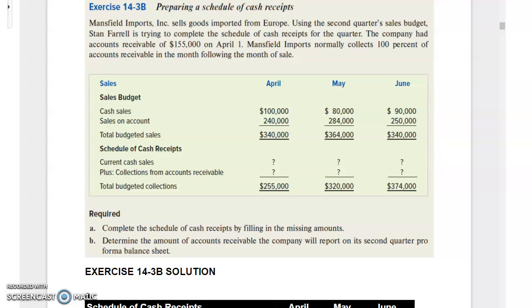100% of the sales on account from April will be collected in May. The sales on account from May will be collected in June. Okay, so we're going to fill in those amounts, and that's all there is to doing a schedule of cash receipts. Thank you.